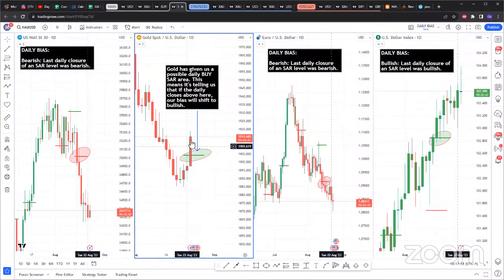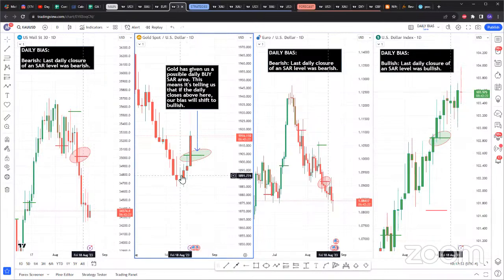So you could have saved yourself drawdown right here if you're trading using bots, and then just said, I'm not trading today. I'm going to wait and see if this daily closes above there. And it looks like this daily is going to close above this buy SAR. At that point, you turn on your bot again and you just do buys only for gold.